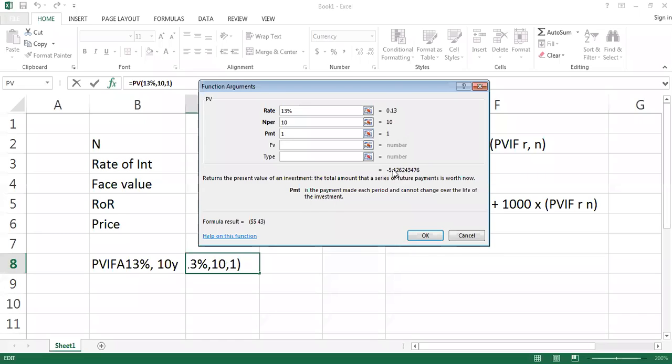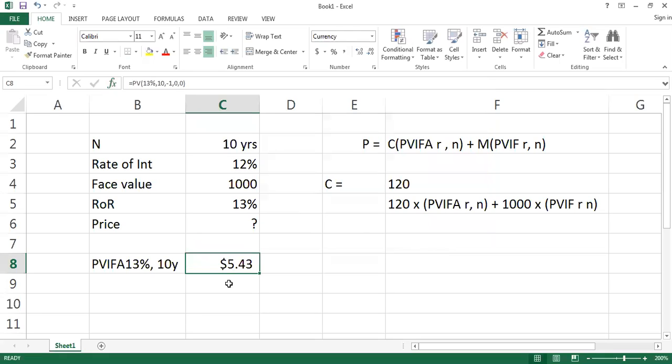I don't want a minus answer, I want a positive answer. So if you want a positive answer here, I have to enter a minus sign. The moment I enter -1, I get a positive figure. Future value, we don't know, so we are entering it as 0. Type also I am going to enter as 0. Once you have all these values, just click OK. This is your present value interest factor annuity.